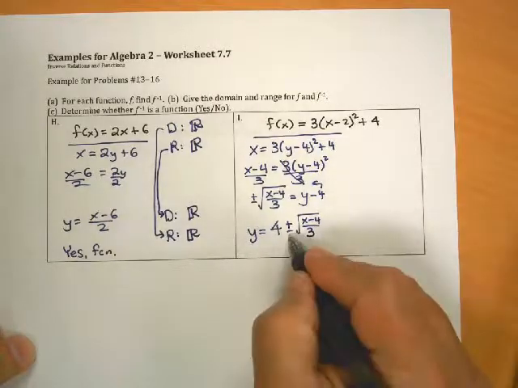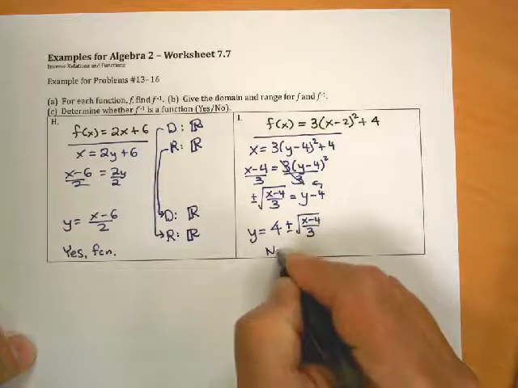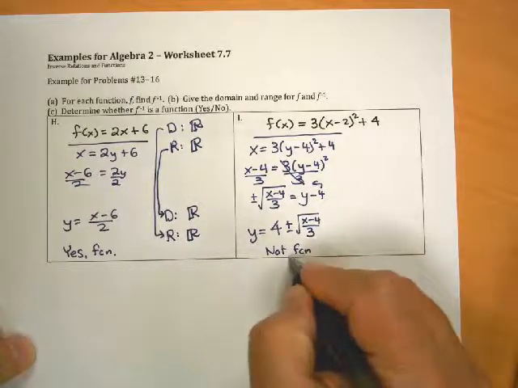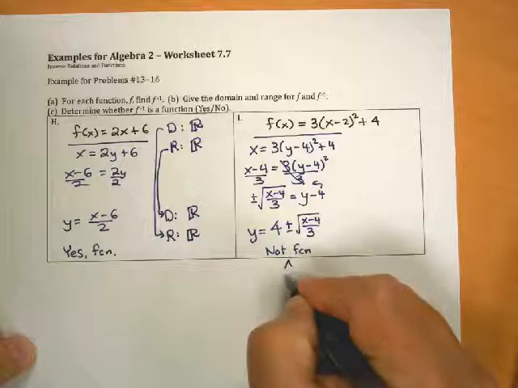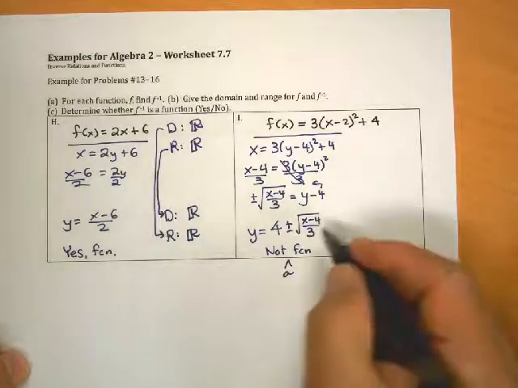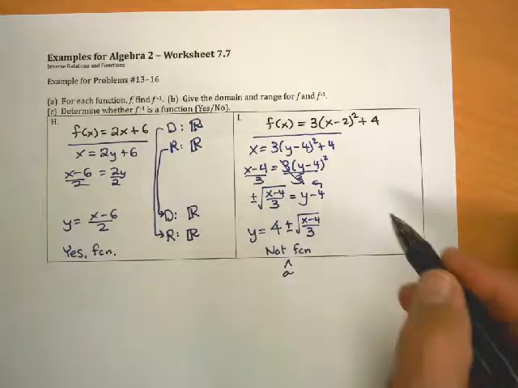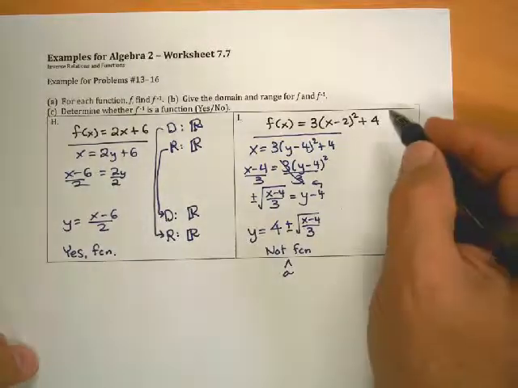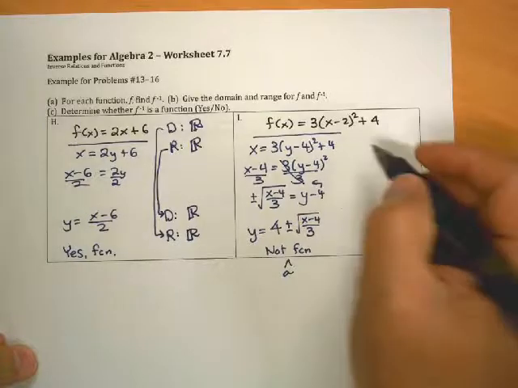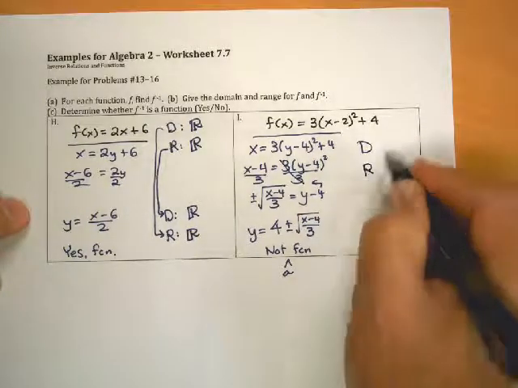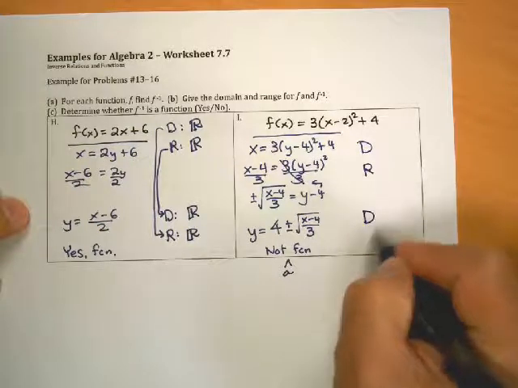Okay, with the plus or minus sign, it's not a function. Every x value... I should have put a little article in there: not a function. And the plus or minus sign generates 2 answers for every input, so it's not a function when it does that. Okay, D and R for the original, and down here the inverse.